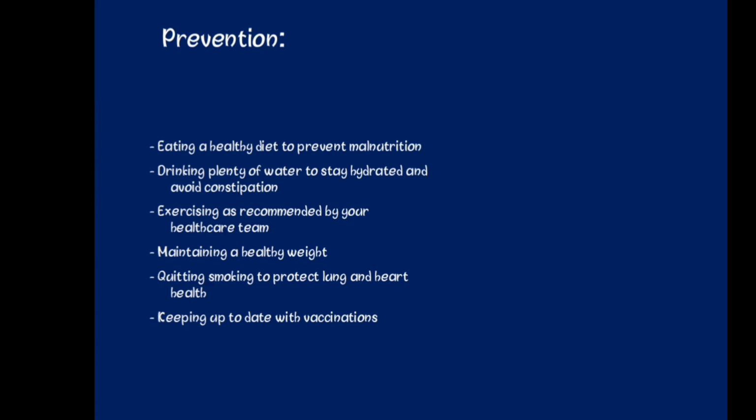For individuals with muscular dystrophy, there are steps you can take to prevent or delay complications and improve your quality of life, such as eating a healthy diet to prevent malnutrition, drinking plenty of water to stay hydrated and avoid constipation, exercising as recommended by your healthcare team, maintaining a healthy weight, quitting smoking to protect lung and heart health, keeping up to date with vaccinations.